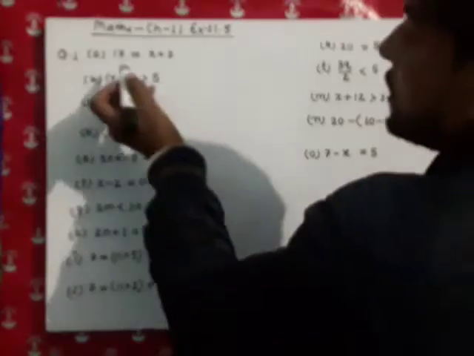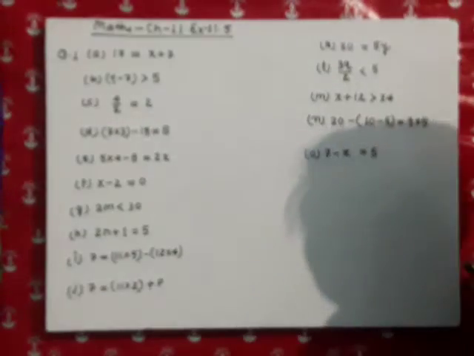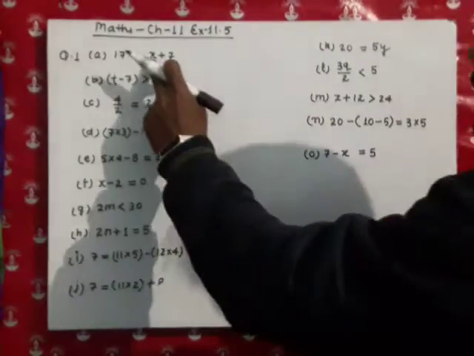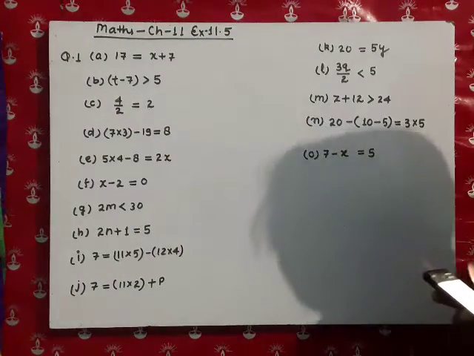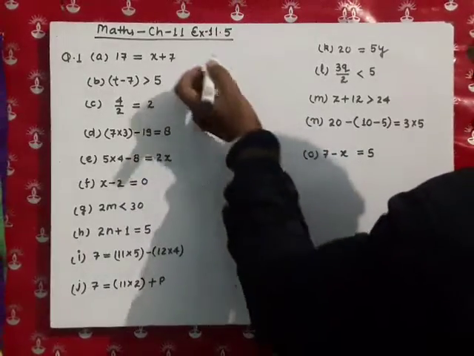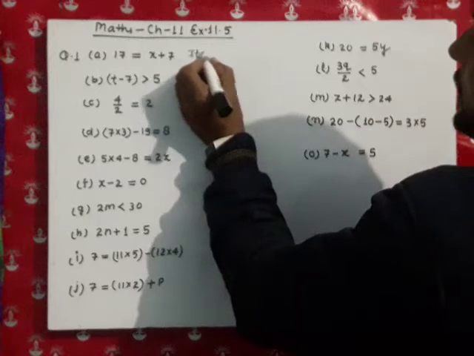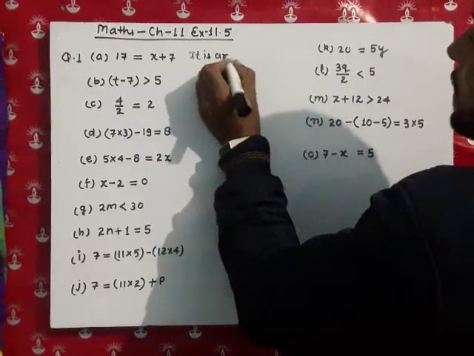As you know, in the first equation it is given 17 is equal to x plus 7. So easily we can find out the value of x. That means an equal sign is given. So we only have to write down whether this is an equation or not. So we can say that it is an equation.